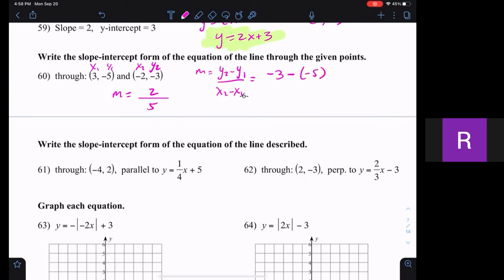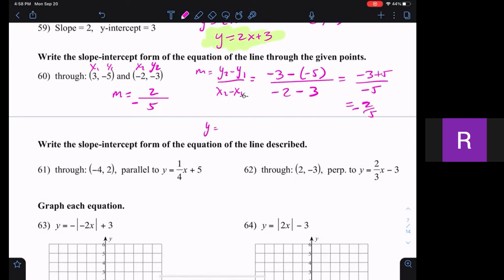So y2 is -3 minus -5, right? Over x2 is -2 minus, this one is 3, right? I forgot the negative here. So this is going to be -3 plus 5 over -5. So this is going to be 2/5, right? And it's negative. So that's the slope, and they want you to write the slope-intercept form.